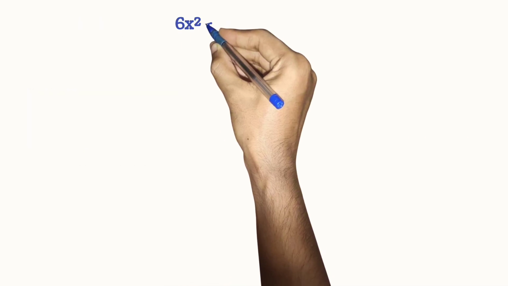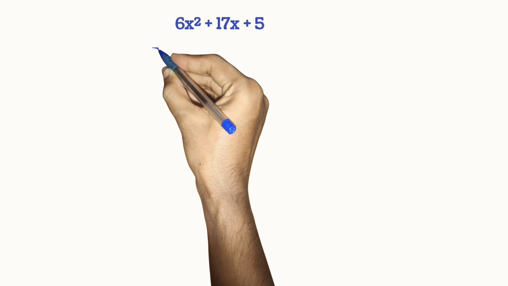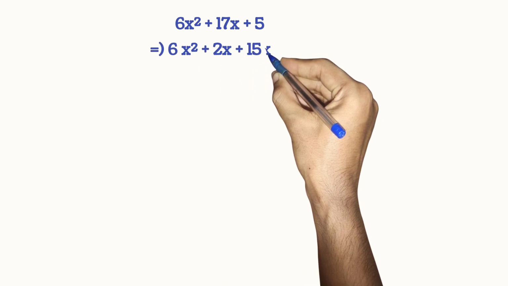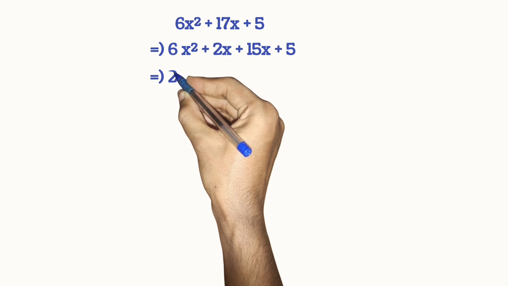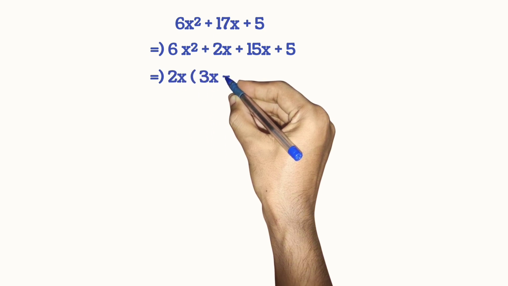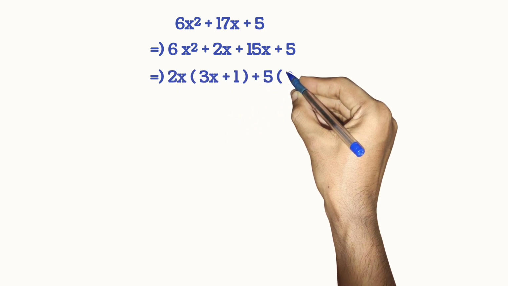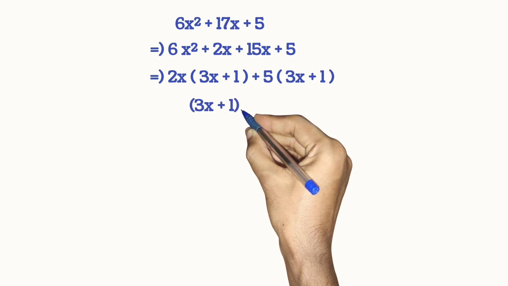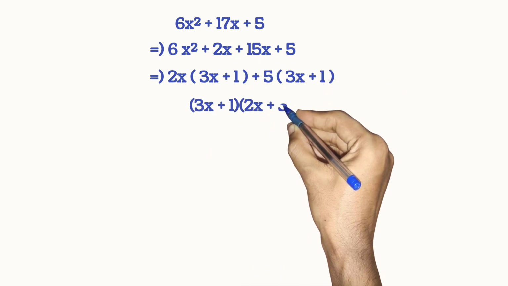So 6x square plus 17x plus 5 can now be written as 6x square plus 2x plus 15x plus 5. Now take 2x as a common, we get 3x plus 1, and taking 5 as a common, we get 3x plus 1. Now take 3x plus 1 as a common, we get 2x plus 5.